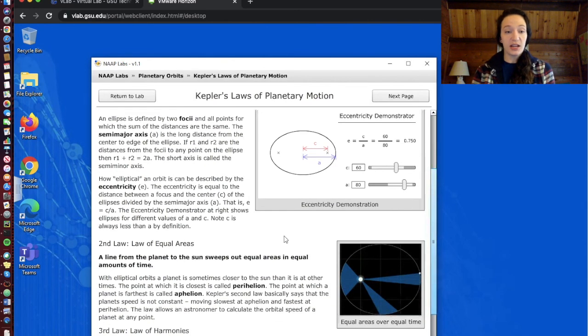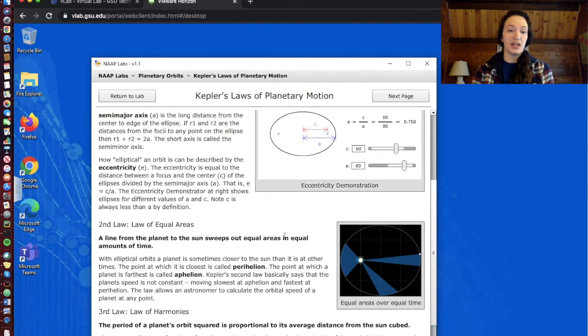So if you need a refresher on what the first, second, and third laws are, and what they talk about, then this would be a good thing to read before you start the lab. But it's background information, so if you think you know them pretty well, you can just go on ahead and click Next Page.